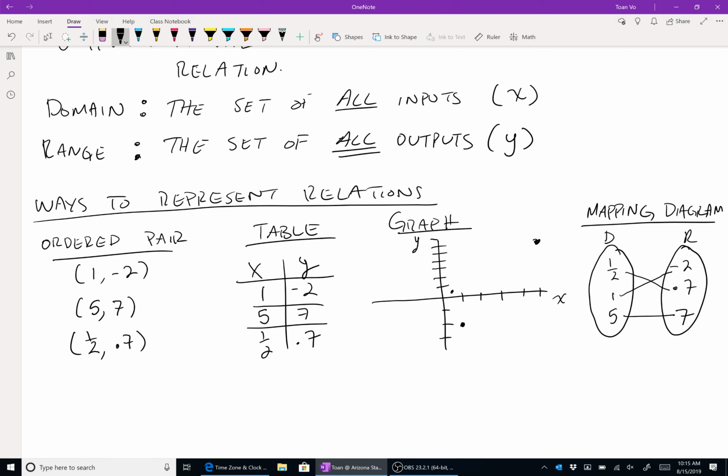Each format has its own pros and cons. Graphs are great representations of relations because you can see the bigger picture. You can see patterns easily. The downside is, depending on your tick marks and how neat the graph is, it's very hard to read what the specific numbers are. Ordered pairs, tables, and mapping diagrams are very easy to read, but it's sort of hard to see the overall picture.